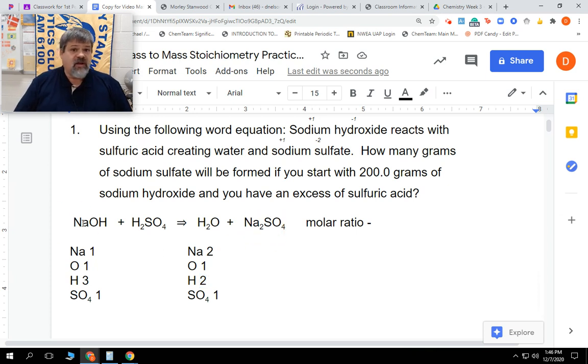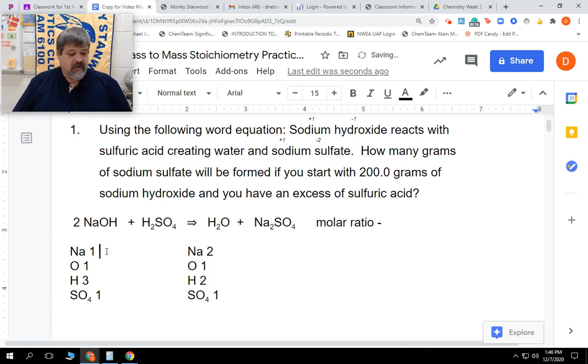Now we can only change the coefficients. So we're going to put a 2 there. That means I have 2 sodiums on that side. So my sodium's good. But because I put the 2 here, everything after it also doubles. So oxygens, instead of having 1, I have 2. And we're going to go ahead and get rid of these. And this. Okay, we'll pull this back.